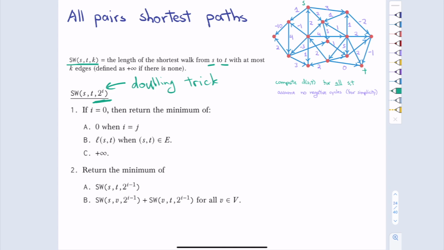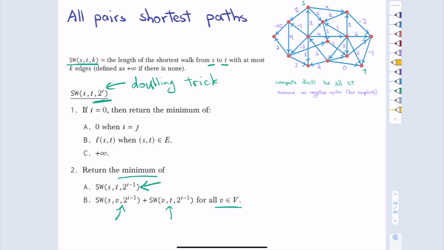And if I'm looking at 16 or something, which is 2 to the 4, either I can get from point A to point B using 8 edges, or I can try all the midpoints V: how to get to V in 8 edges, and then from V to my destination in 8 edges. And then I'll just return the best one.